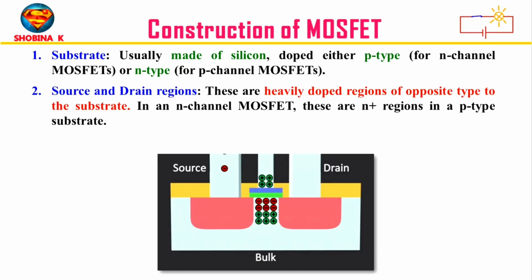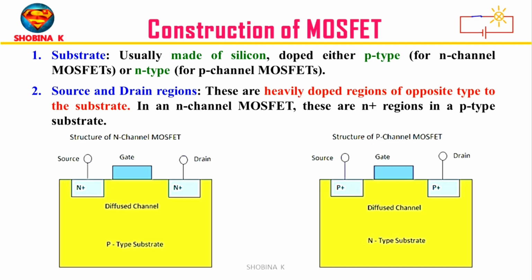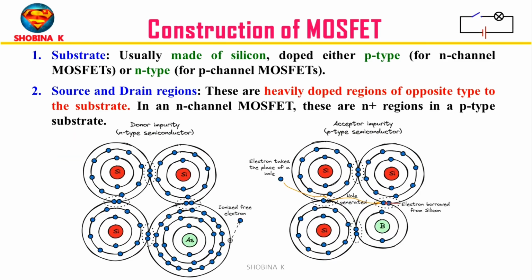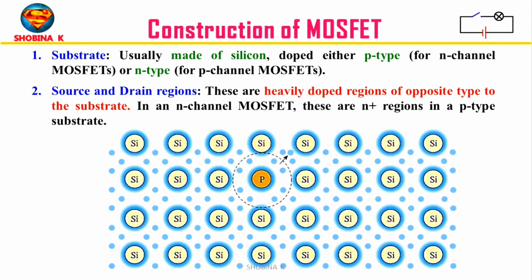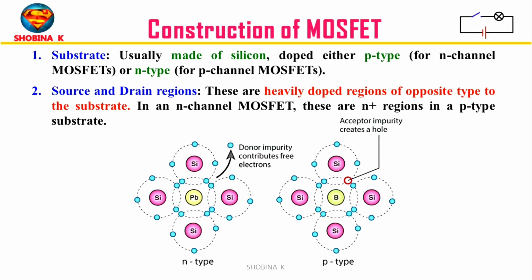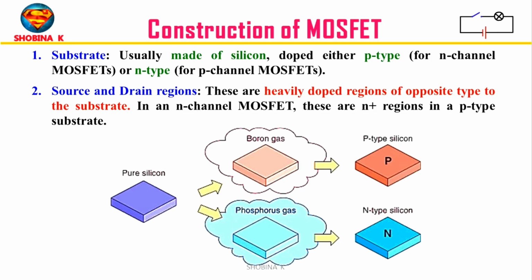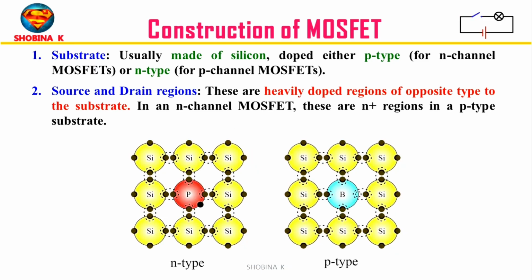Next, source and drain. These are the two terminals where current enters and exits. The current enters through the source and exits through the drain. The source and drain are heavily doped regions. We write them as N plus or P plus. Heavily doped region means the source and drain have high concentration of impurity added to the silicon to make them very conductive. Impurities are also called as dopants. So dopants are impurity atoms we add to silicon to make it either N-type or P-type. Therefore, doping is adding extra atoms to silicon to control its conductivity.